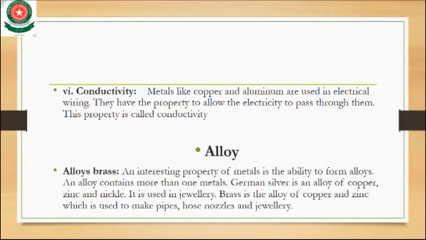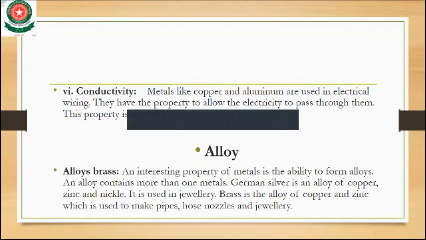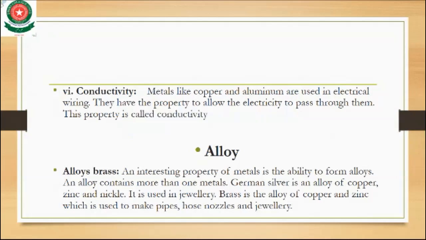Metals like copper and aluminium are used in electrical wiring. You have heard of copper wiring and aluminium wiring. They allow electricity to pass through them. This property is called conductivity.